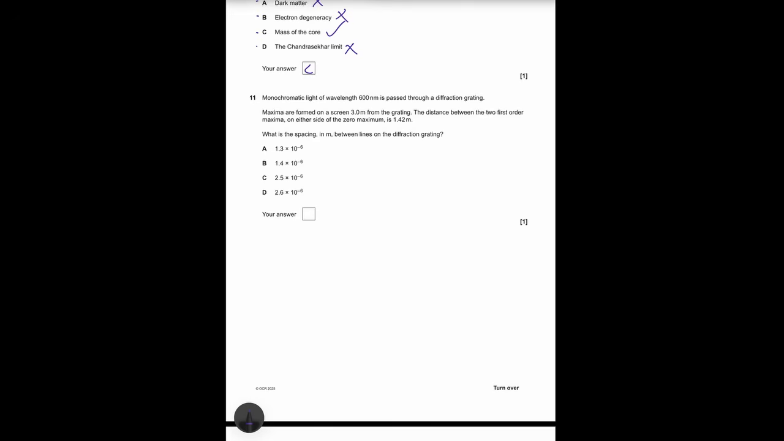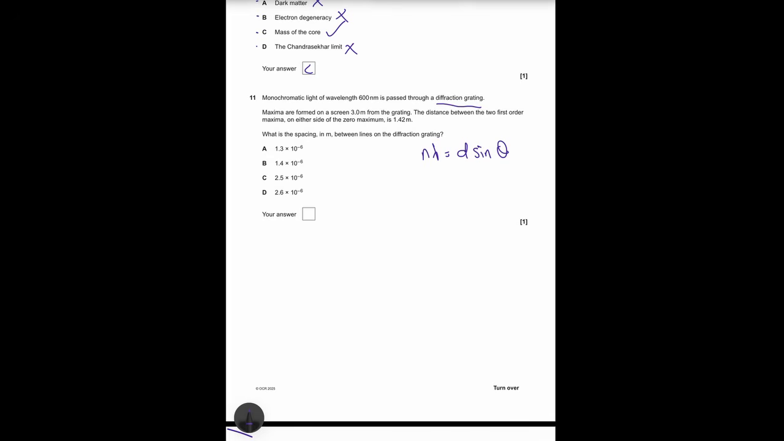Okay, so what's this next question about? Well, I can see it says diffraction grating. So straight away, I'm going to go n lambda equals d sine theta. I don't even need to think too hard about that. As soon as I see diffraction grating, I'm getting that one down. Okay, now that seems a little bit suspicious. That's a little bit too straightforward.